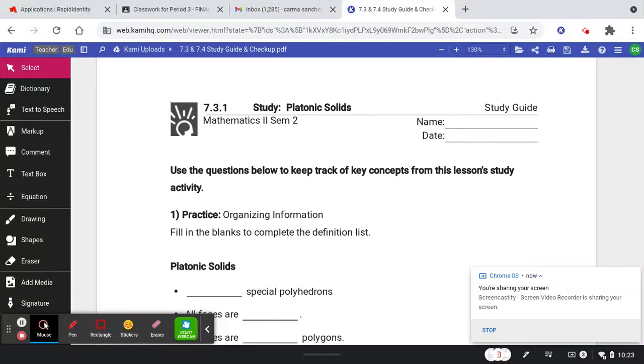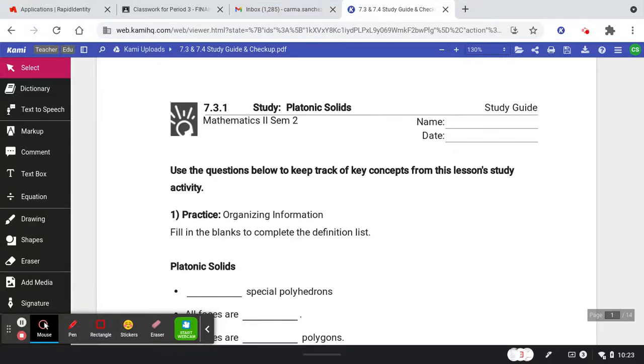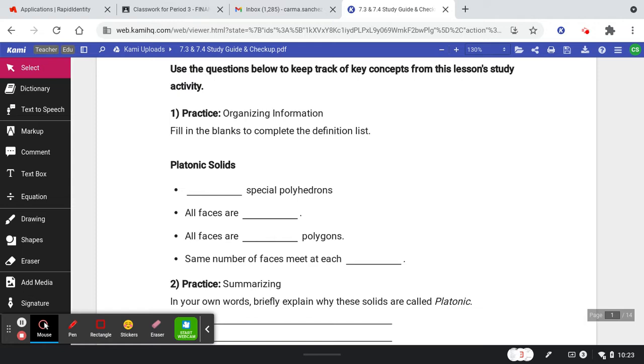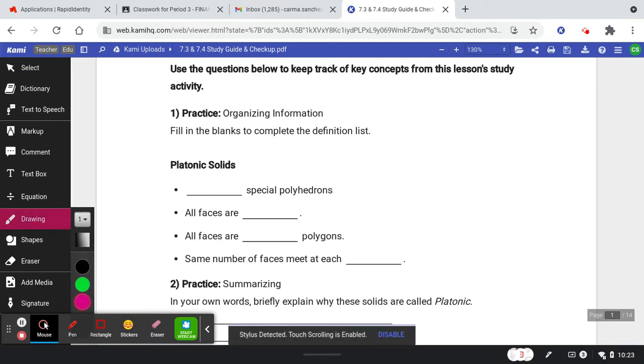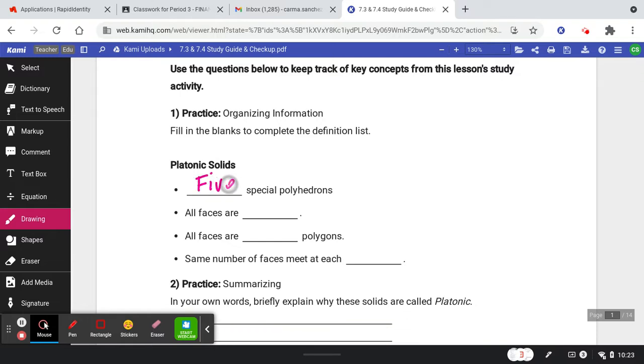All right, today we're going to talk about Platonic solids and what makes those different from the other shapes that we've been talking about this week. So Platonic solids, there are 5. Let's go make this a level 2. There are 5 of these special polyhedrons where all the faces are congruent.